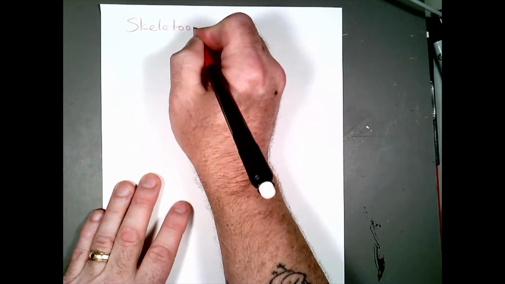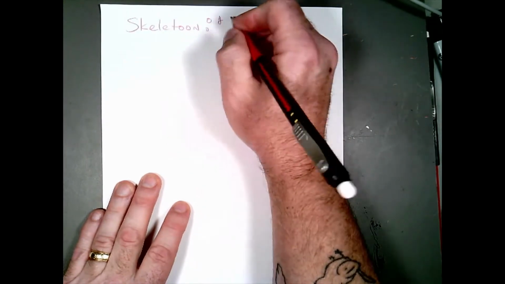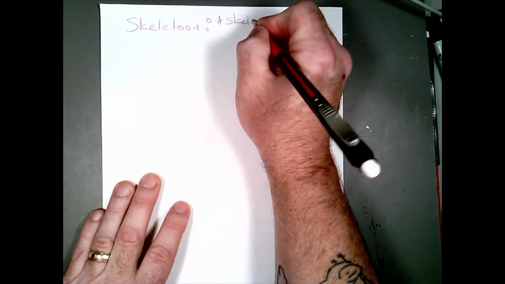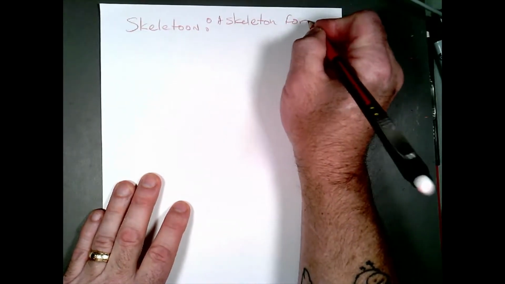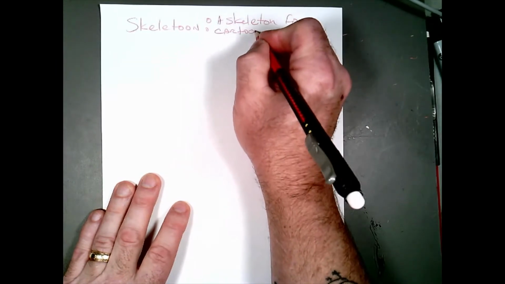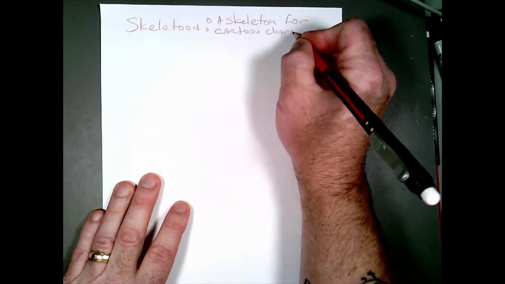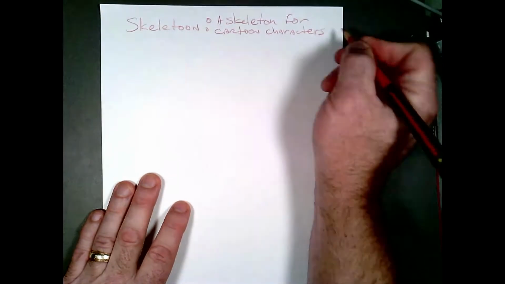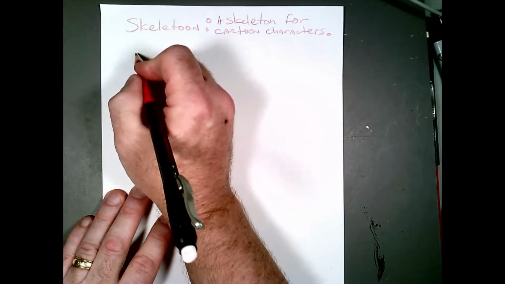That's one of the best things about doing character design and animation design, the fact that you get to create something that is like life, but not exactly life. Because why would you want to animate if you had to make it just like real life? So in essence, a skeletoon is a skeleton for cartoon characters.